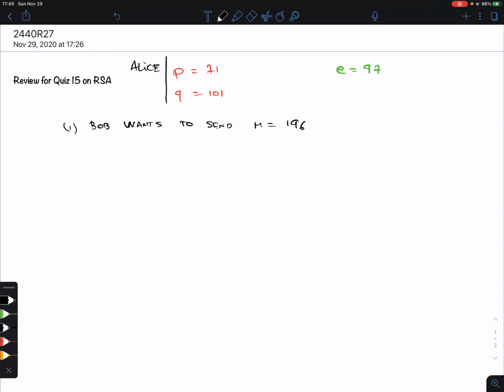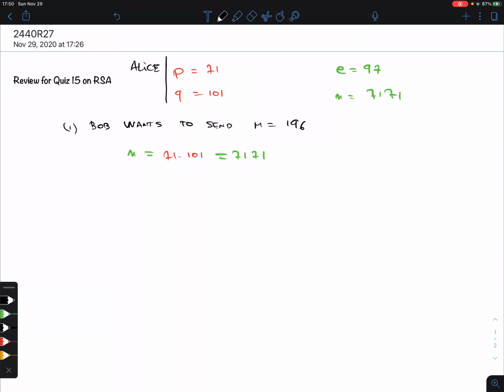So what does he have to do? Well, first of all, Alice has to do something more, right? She has to publish N, which is 71 times 101. The product itself is something that she makes public. That is 7171. Okay, so that's all Bob needs to know. So N is 7171. Here's now the secret exponent, the public key encryption and the modulus. Okay, so what does he have to do?